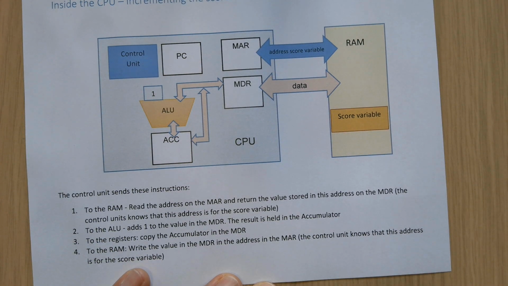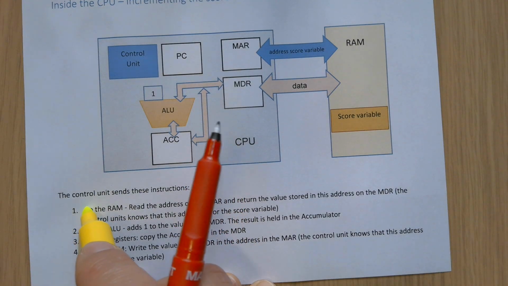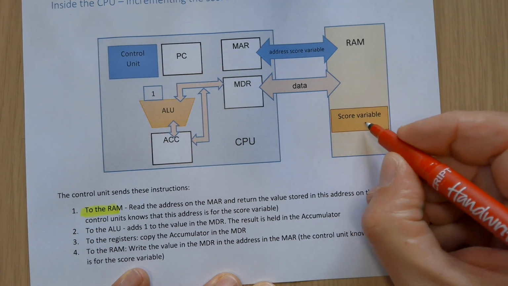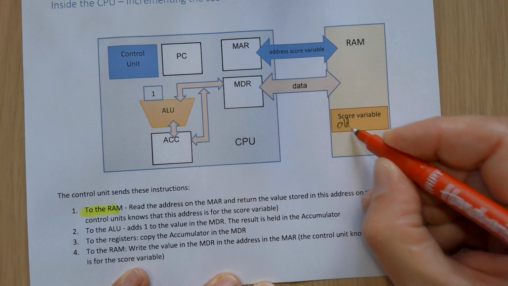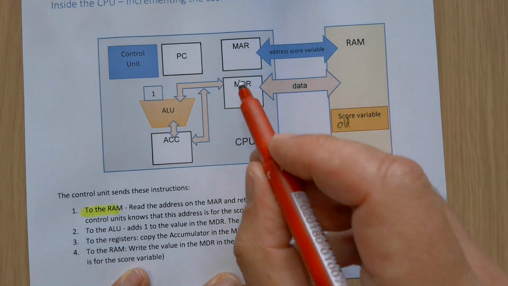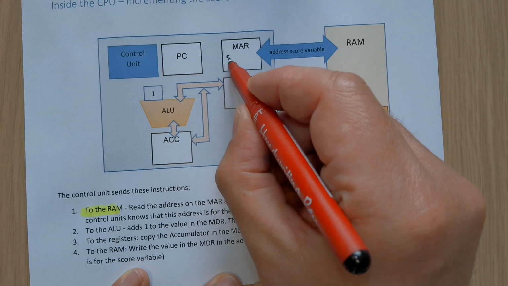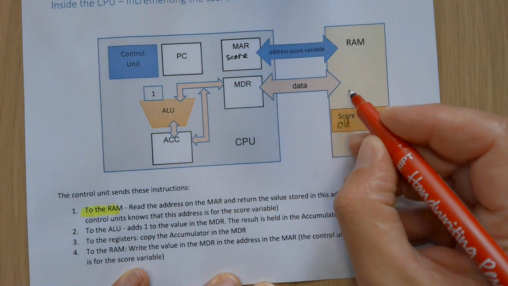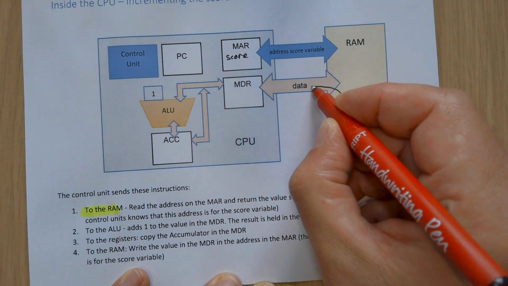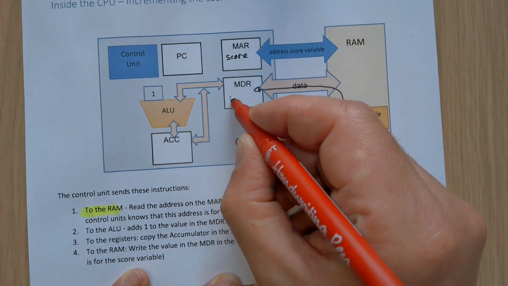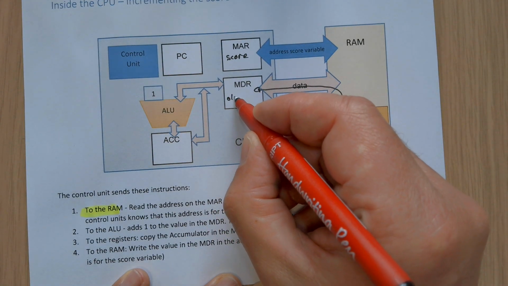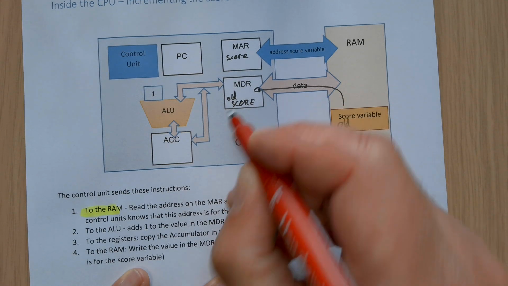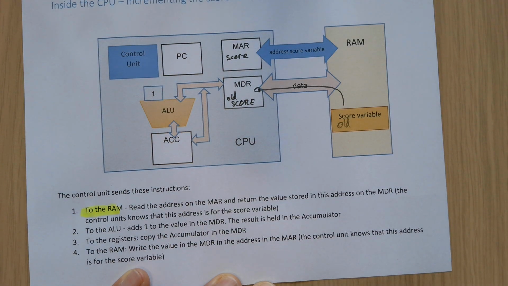To start with, we are going to access the memory for the old score. So in the score variable we have the old value, and we put the address of this variable on the memory address register. So we are going to fetch the old score, and that is now in the memory data register.